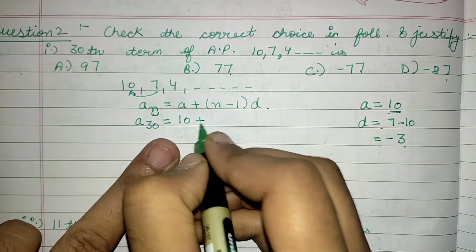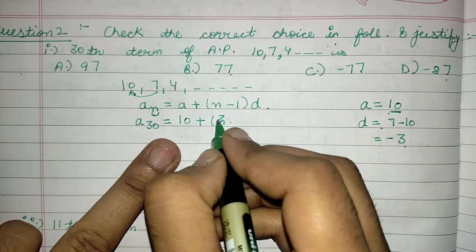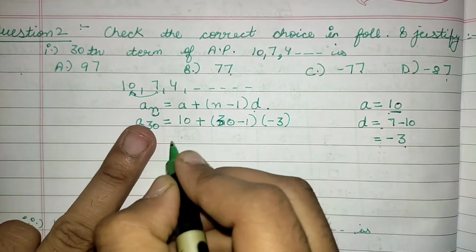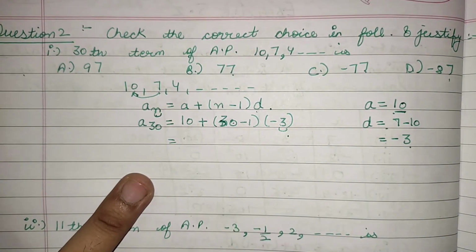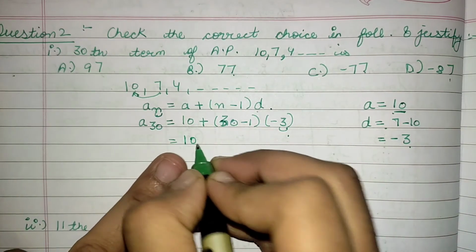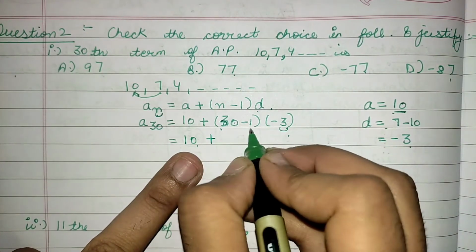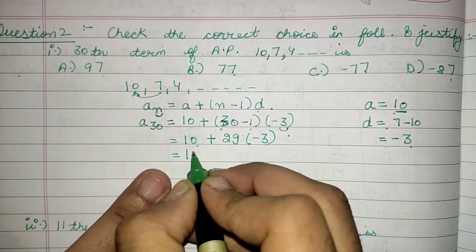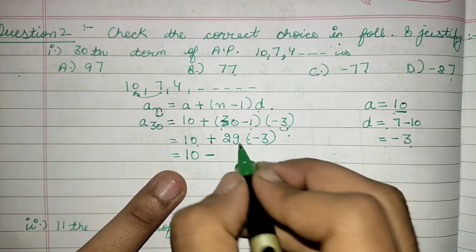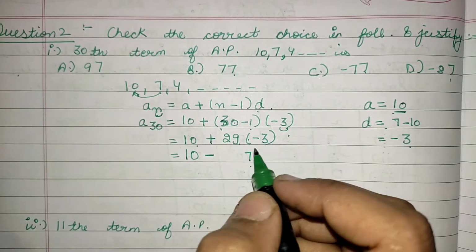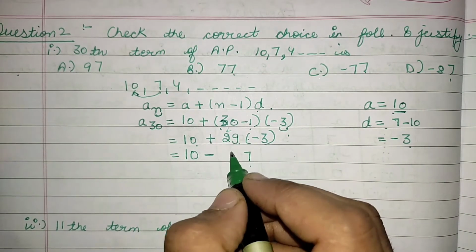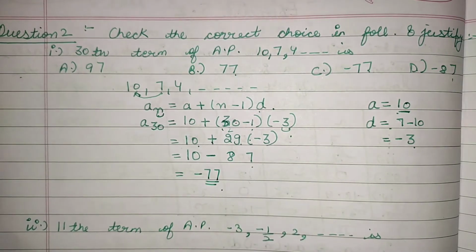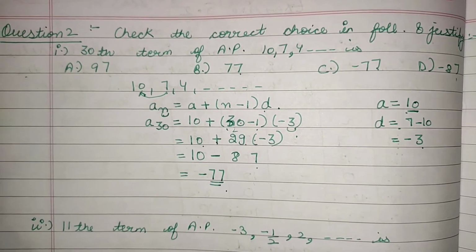So a is 10, plus (n - 1) × d, where n is 30 and d is the common difference, which is equal to minus 3. So you can say that 10 plus (30 - 1), which is 29, into minus 3. Plus times minus becomes minus, so I will get minus 87. So my answer will be equal to minus 77.